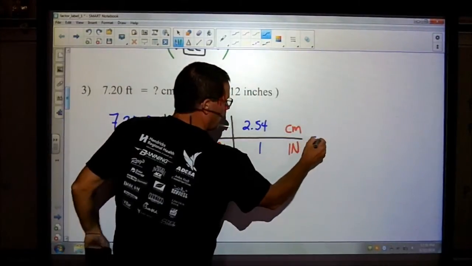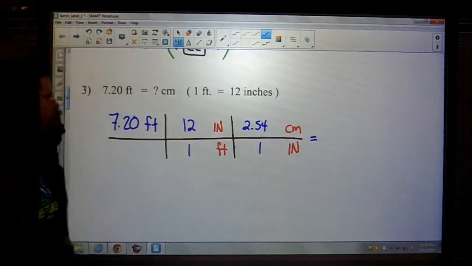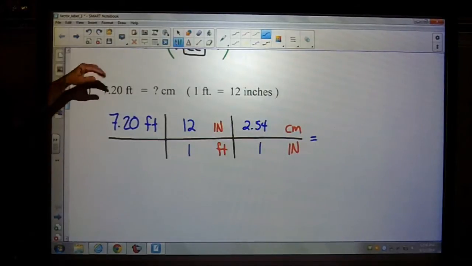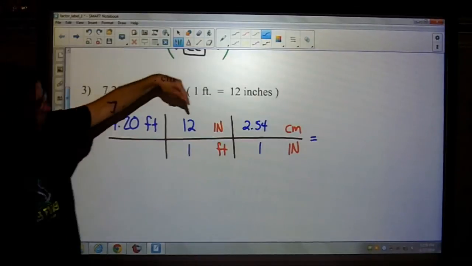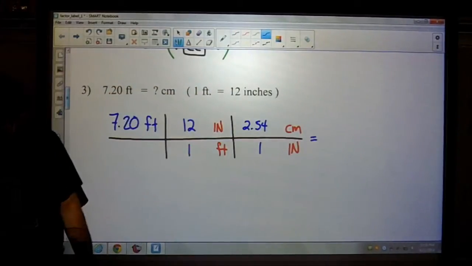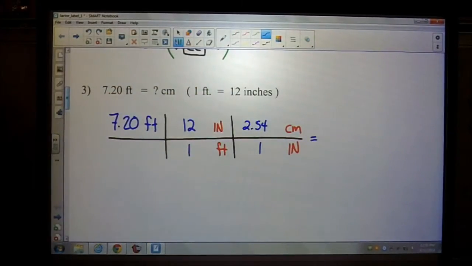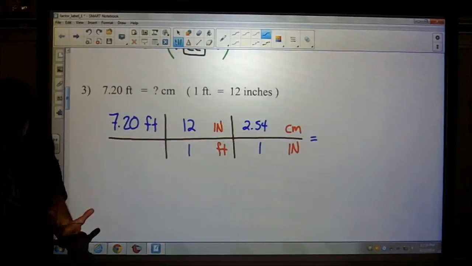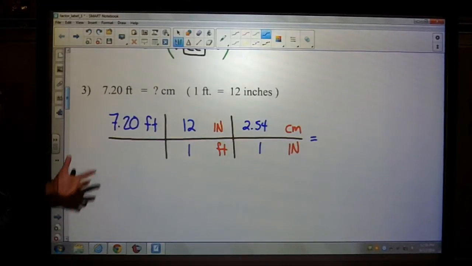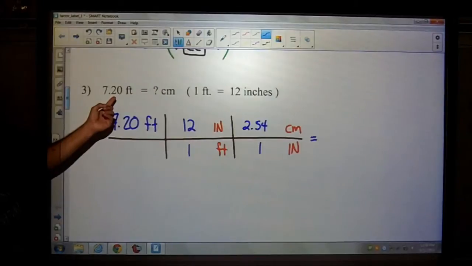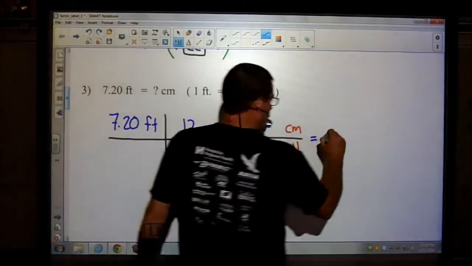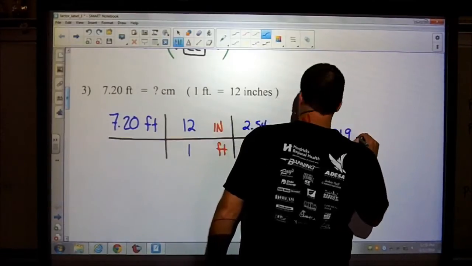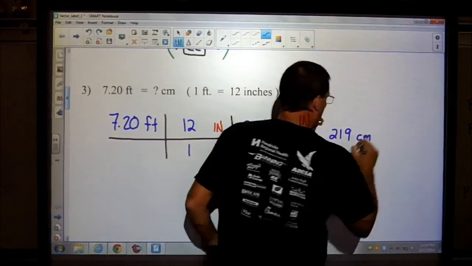So let's let our calculator do some work here. So the way I would type this in, there is no division here because it's all 1 on the bottom. So 7.2 times 12 times 2.54. Pretty easy. Hopefully everybody can get that on their calculator. My calculator says 219.456, but since I have 3 significant figures here, I want to show 3 significant figures in my answer. So my answer should be 219, and we're looking for centimeters here.